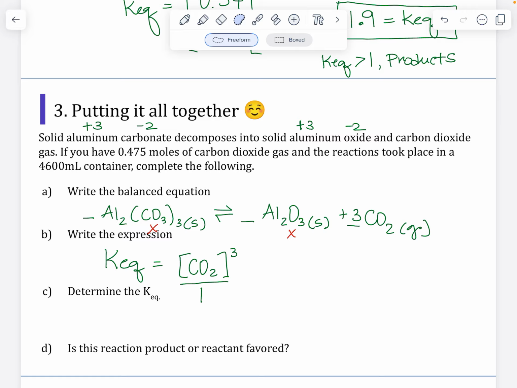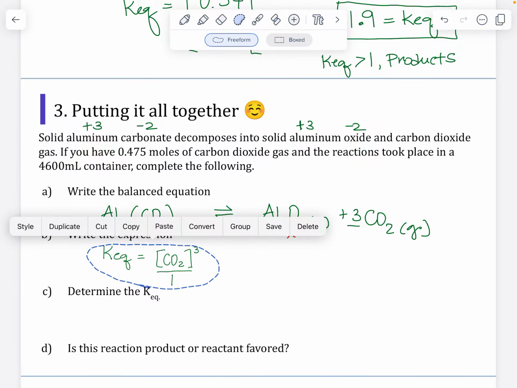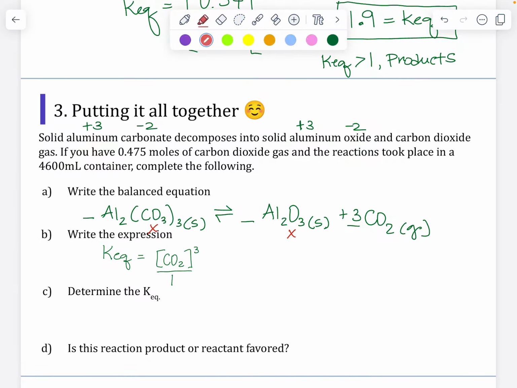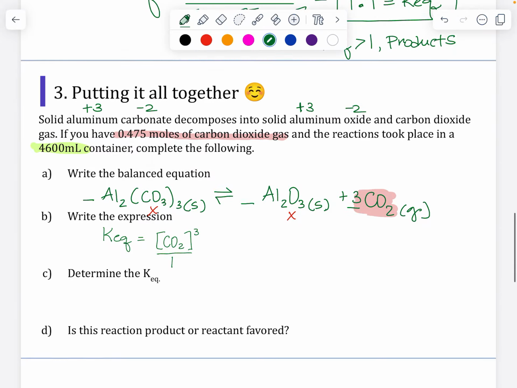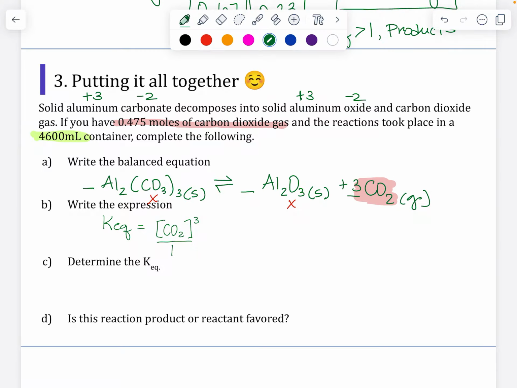So now if we are going to determine what our KEQ value is, let me look at what it gave me up here. You have 0.475 moles of carbon dioxide gas. So that's how many moles of gas we have. And the reaction took place in a 4,600 milliliter container. Well, these square brackets mean concentration. So we need to find the concentration of our CO2. And concentration is moles per liter.